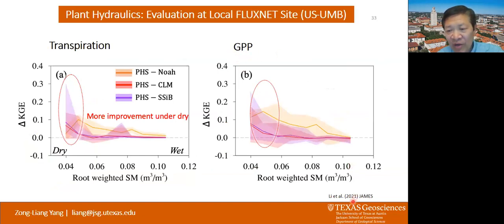This is Lingcheng, a student working with me, under the joint supervision of me and my colleague, Dr. Ashley Matheny. Lingcheng did this work using the local flux from the University of Michigan Biological Station. So you can see here a comparison of transpiration and GPP. Delta KGE represents the skill enhancement. The positive means the largest enhancement over the dry period, when the soil is relatively dry. And you can see the large enhancements occur in dry areas for both transpiration and GPP.